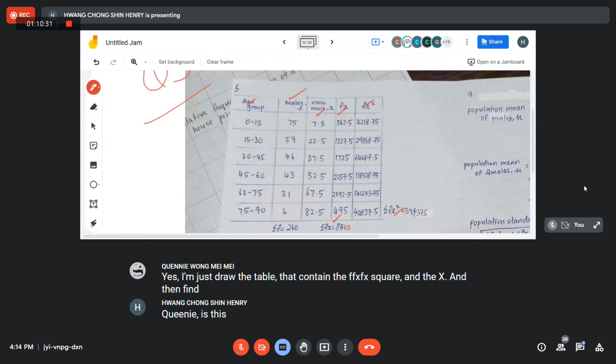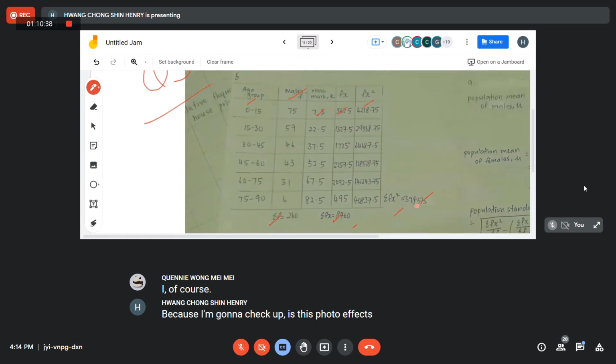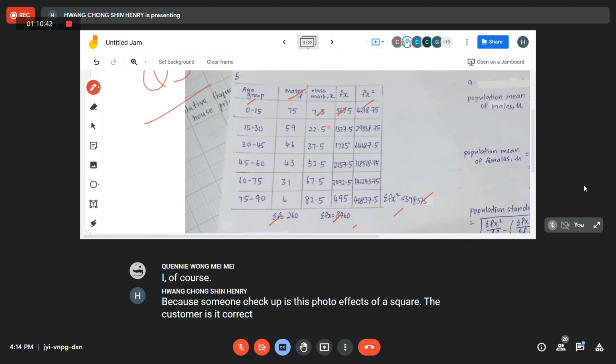Queenie, is this all correct? Can someone check? Is this total fx square? The class mark, is it correct? Total divided by 2. One mistake and everything is wrong. Okay, proceed.